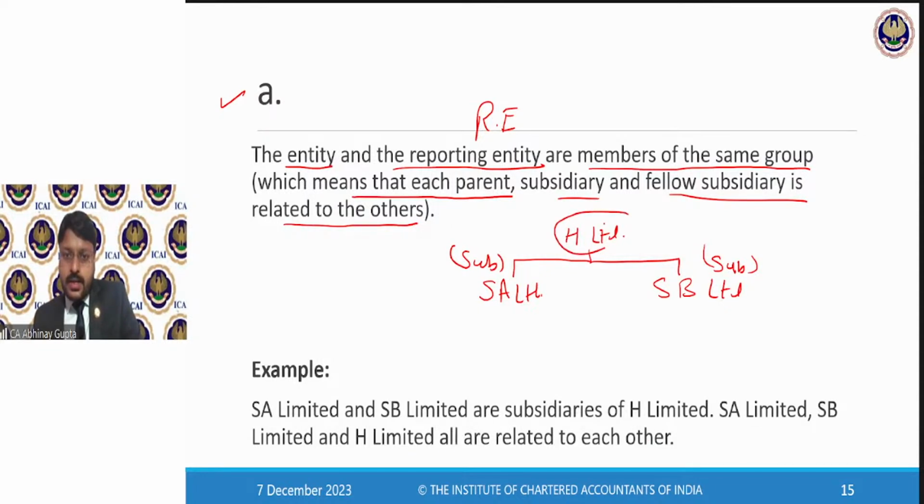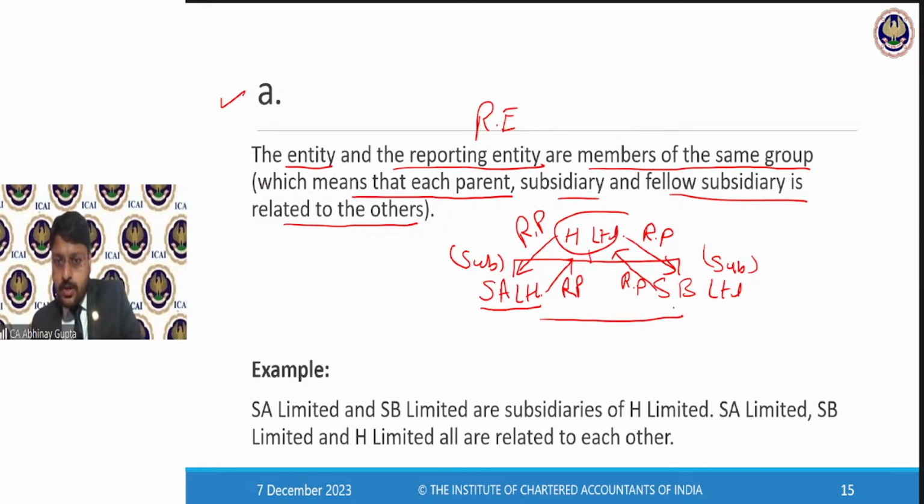So H Limited is a related party with SA Limited, yes. In the financial statements of SA Limited, H Limited will be a related party, yes. Similarly, in the financial statements of H Limited, SB Limited will be a related party, yes. In the financial statements of SB Limited, H Limited will be a related party, yes. In the financial statements of SA Limited, SB Limited is a related party, yes. And in the financial statements of SB Limited, SA Limited is a related party, yes or no?